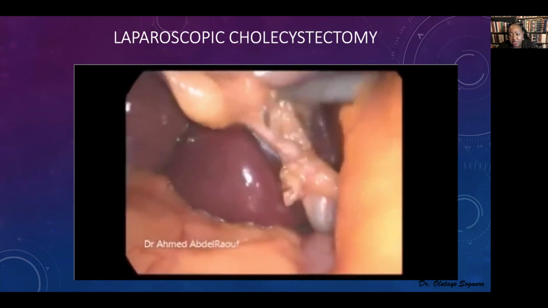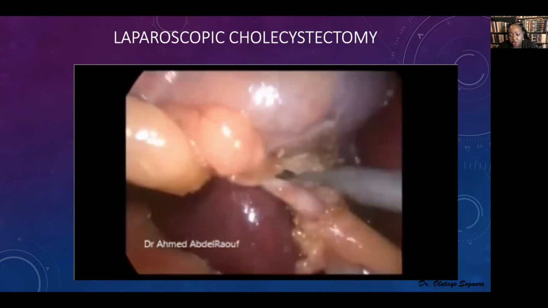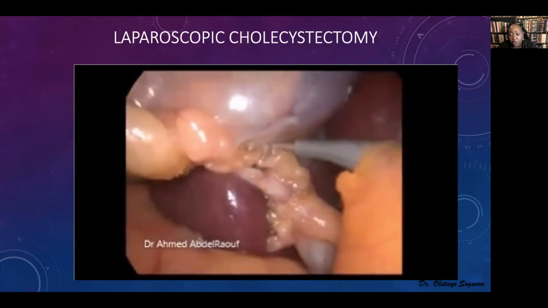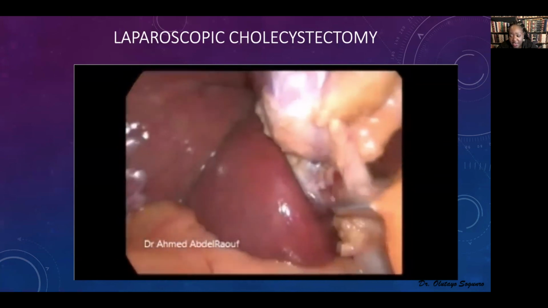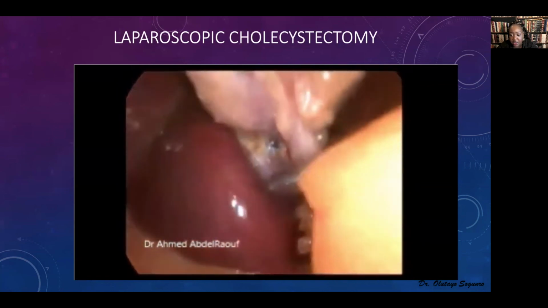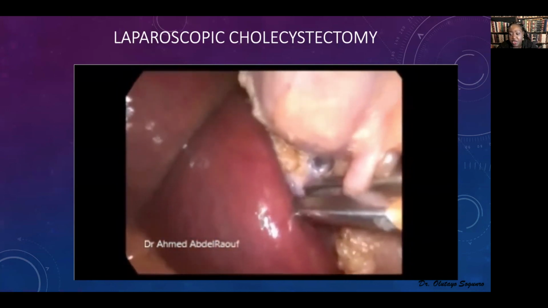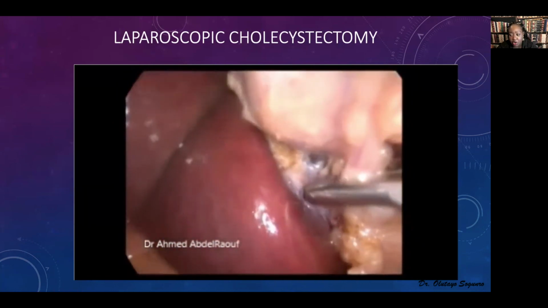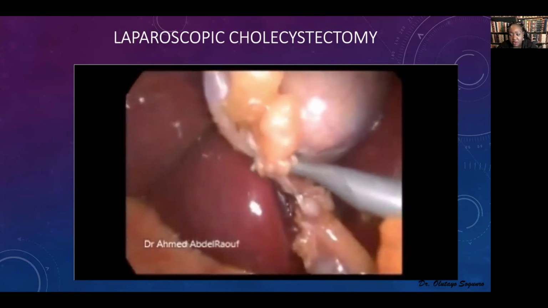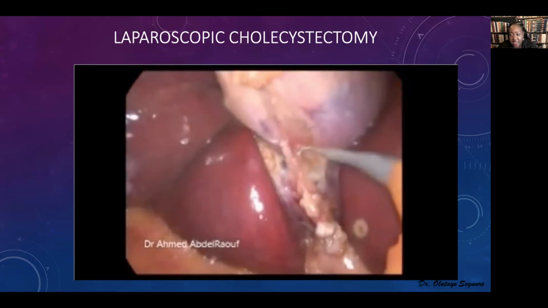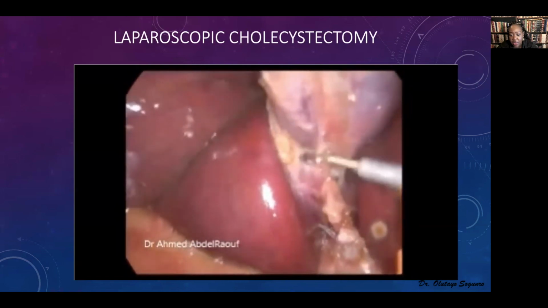The critical view of safety identifies two structures directly entering the gallbladder, with the window of liver seen behind it. That portion was edited out of this video by the original creators. After carefully identifying the cystic duct and cystic artery and ensuring the common bile duct was not part of the dissection, then you can proceed to clip and transect the cystic duct and cystic artery, as seen.